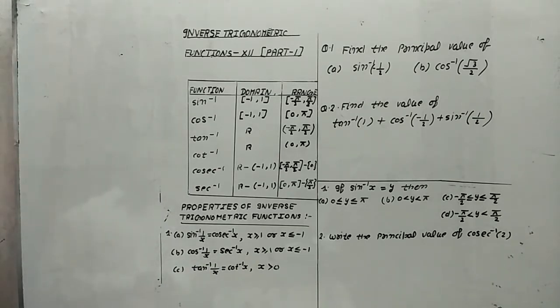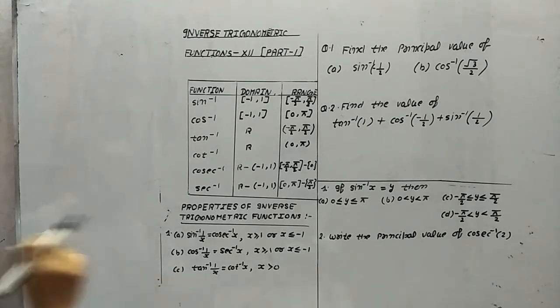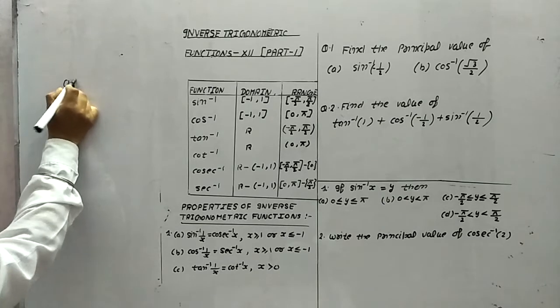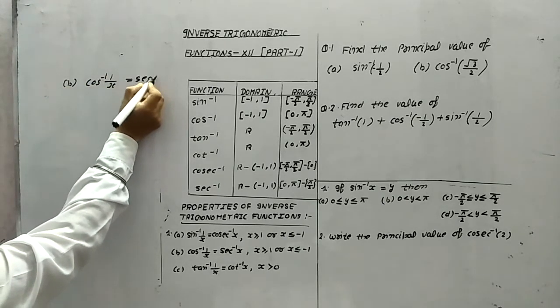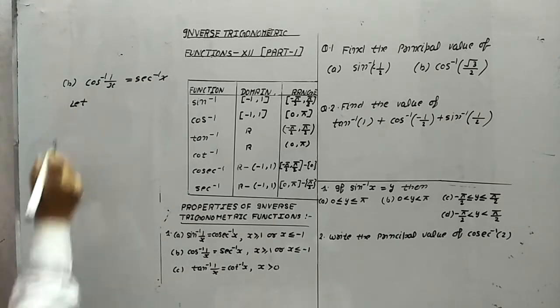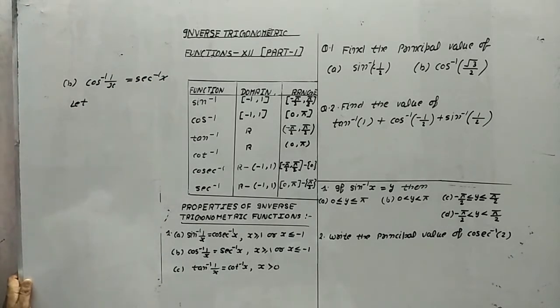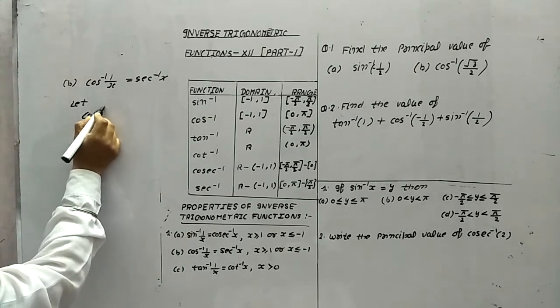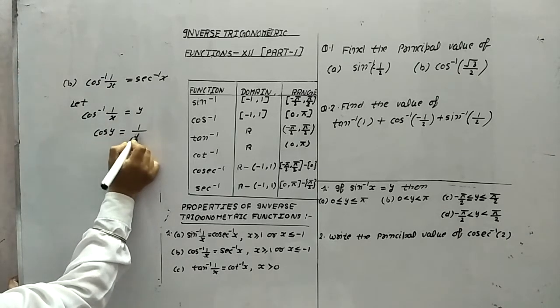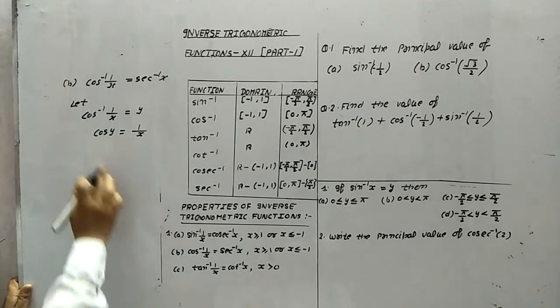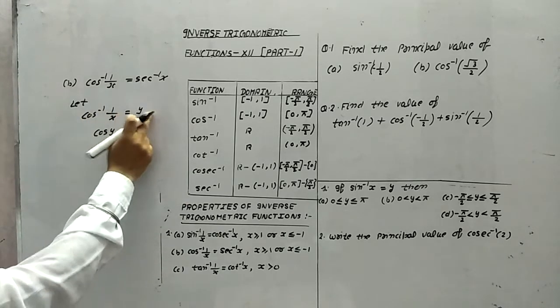One part I will do the proof also, because you have to keep this proof also, because this is in your NCERT also, and for the board exam it is very important. So let's say if I do this B part, we have to prove that cos inverse 1 upon x is equals to sec inverse x. This is very important. हमें यहाँ पर trigonometry को भी use करना है. How we will do? Let cos inverse 1 upon x is equals to y. It means cos y is equals to 1 upon x.